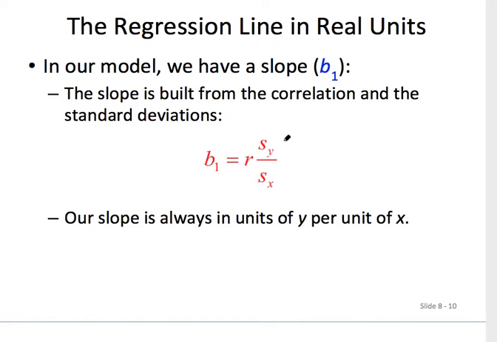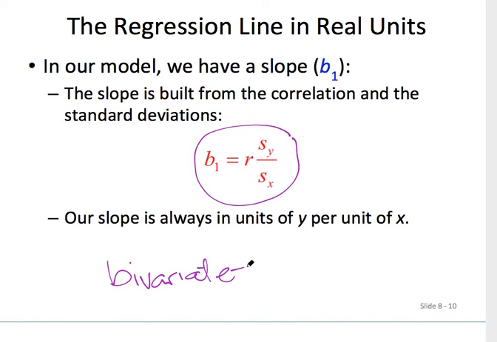Okay, so here comes what looks like a scary formula. Okay, so here's the slope. I don't know if I've used this word, but when we have two quantitative variables, it's called bivariate data. Okay, so two quantitative variables.